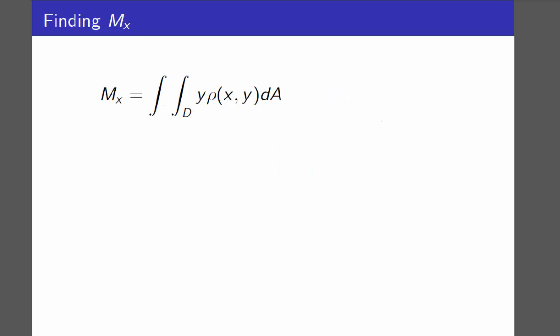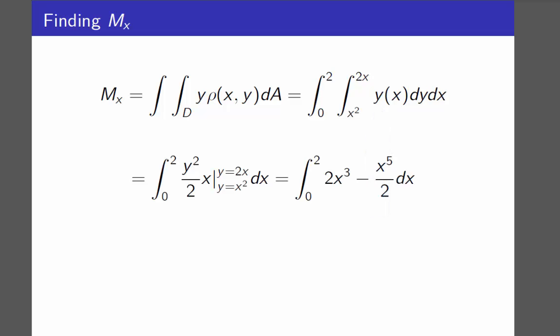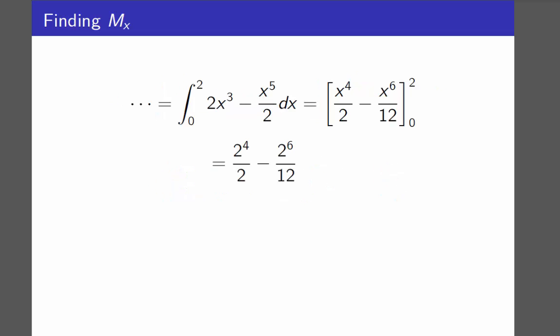So now all that's left is to find the moment with respect to x. This is equal to the double integral over the region D of y times the rho function of x, y. So once again, the limits are the exact same as before. The only difference is this time we're multiplying by a y. So we calculate this as a typical double integral over a general region, and we get the answer of 8/3.